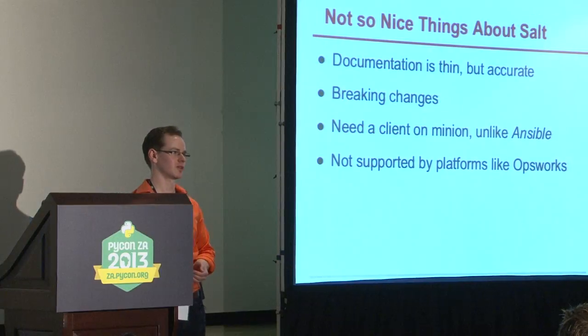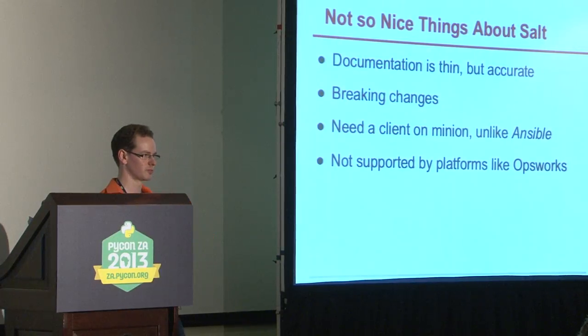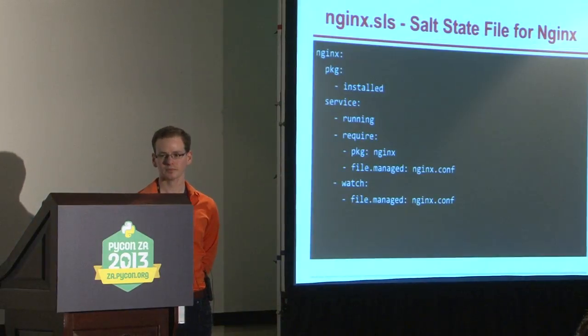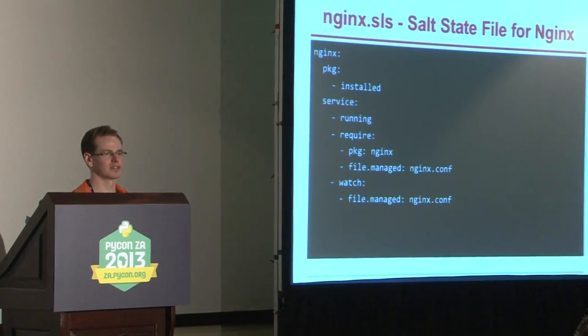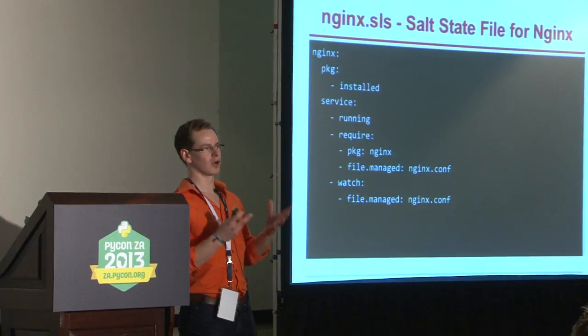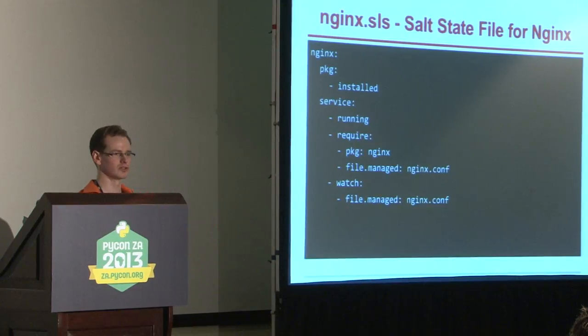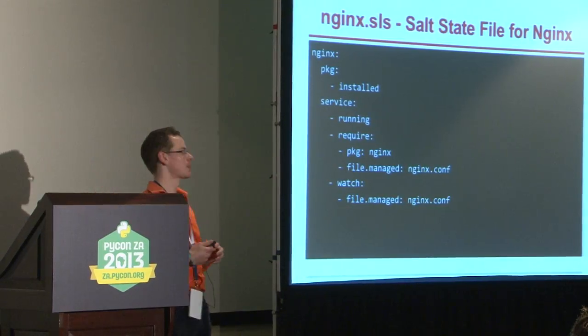OpsWorks supports Chef, but not other tools like Salt. So that may be a consideration for you if you're deploying on AWS. So there's an example of a state file. Remember, state files are what tell Salt how and what state the system should be. And this particular example is for Nginx, which we use to serve our static HTML.